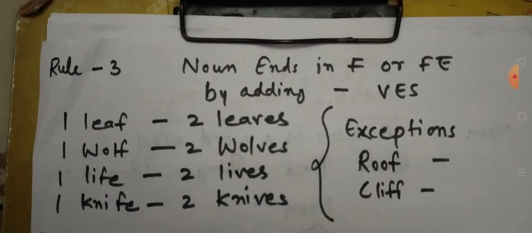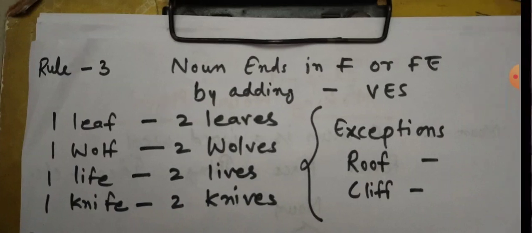Hope all of you have understood rule number 3 where your noun ends with F or Fe. How did you make them plural? Just by adding VES. But before adding VES, what did you remove, students? F and FE. Very good. But there are always some exceptional cases which you will learn time by time.